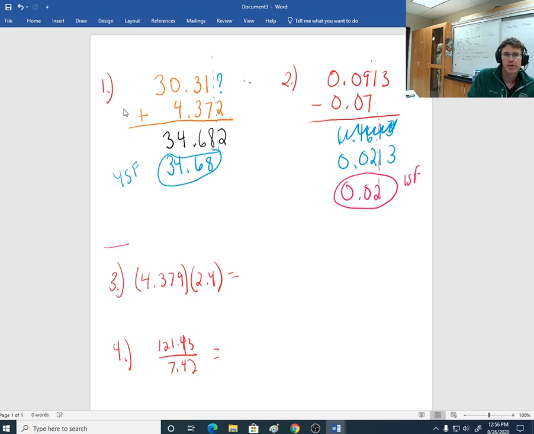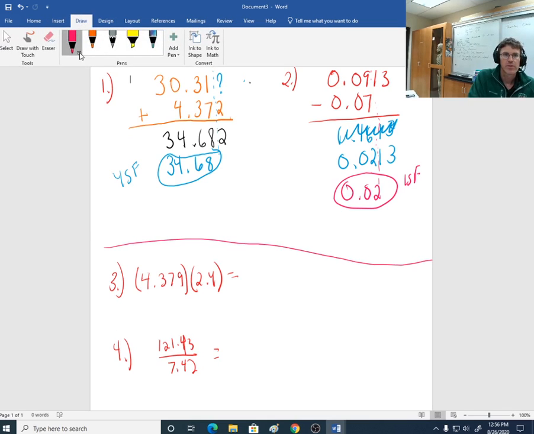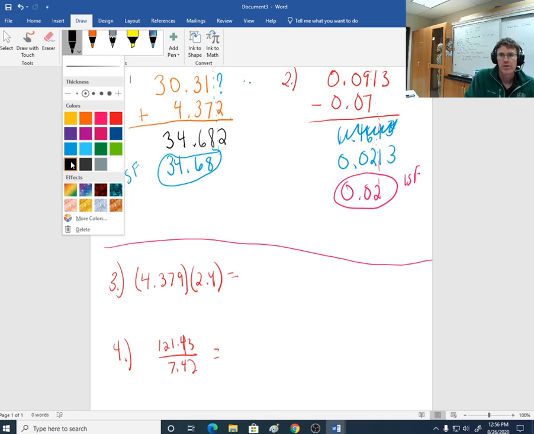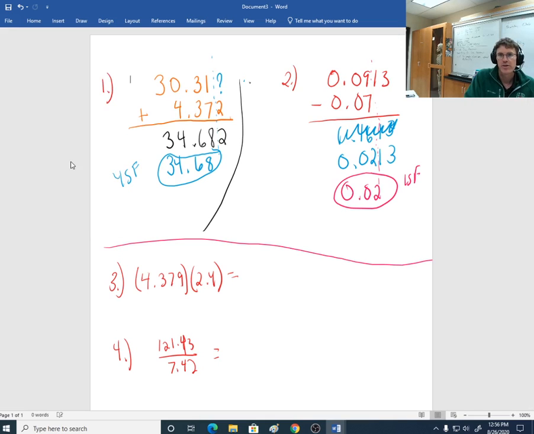Let's do one more addition and subtraction here. Let me get a different color. And let's get black again. Okay, so here, section this off here. Okay, we'll call this problem 2B or whatever.